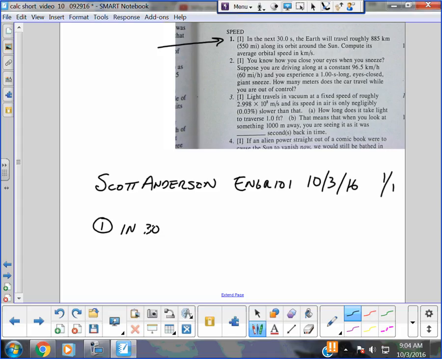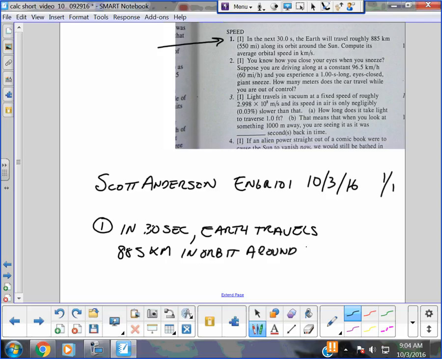In 30 seconds, Earth travels 885 kilometers along its orbit, in orbit around sun. Period. Compute orbital speed. And now you notice it's not word for word, right? I'm dropping stuff where I can. There's a guy who's getting the idea. All right. I am now done with the book, unless I need to look up formulas or something.